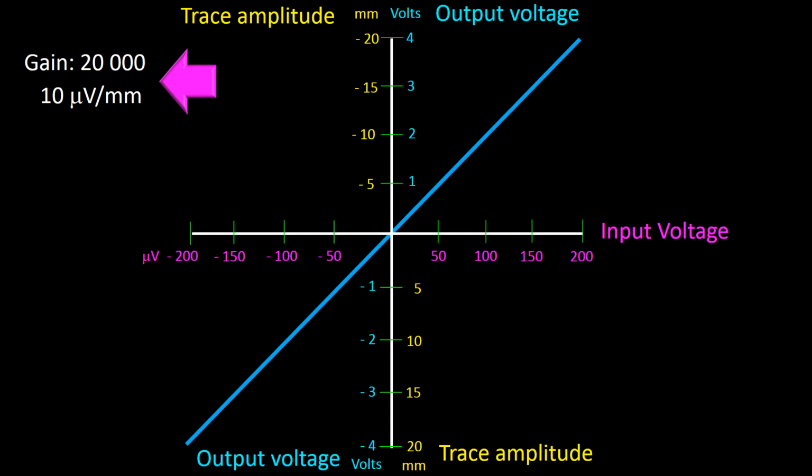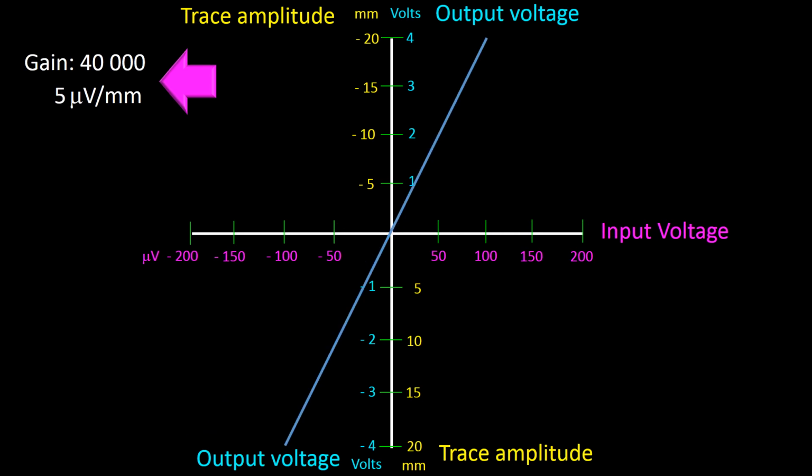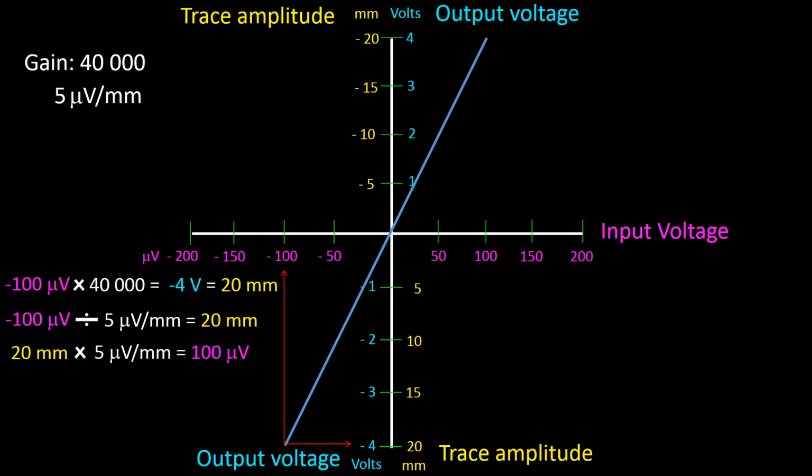Indicated by the arrow, you can see the gain of 20,000 and the sensitivity of 10 microvolts per millimeter. And now in this new frame, I have changed the gain to 40,000 and the sensitivity to 5 microvolts per millimeter. You can also see that as a consequence, the slope of the blue line has also changed. I have done so to match the changes being presented in the gain and in the sensitivity. As you can see, a negative 100 microvolt input produces an upward displacement of 20 millimeters, and were we to know the displacement, that is 20 millimeters up, we can figure out the input voltage.